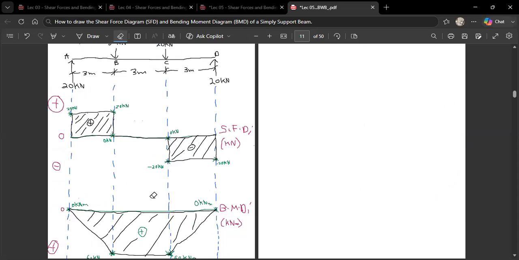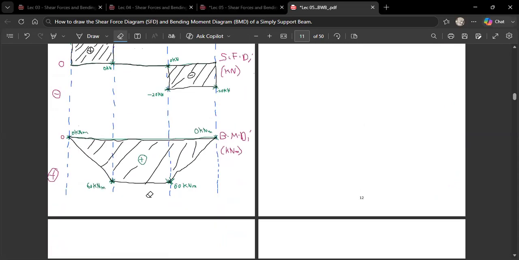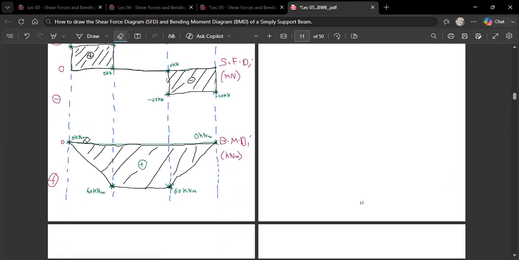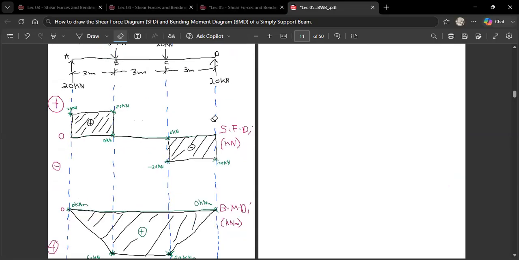We said for the graph, you cut 2 lines. This becomes your shear force diagram. This becomes your bending moment diagram. And then you take your origin, then you just plot the values. You take the values and plot them against the beam.